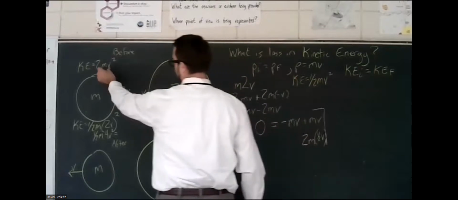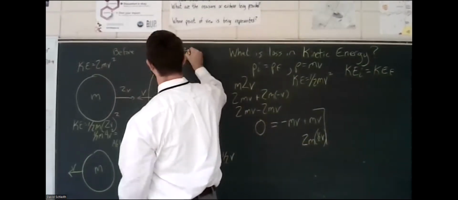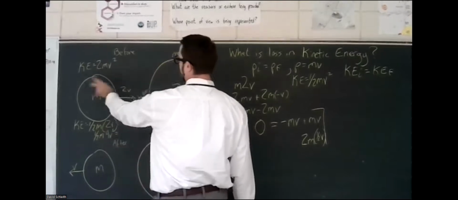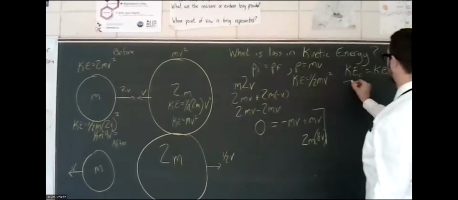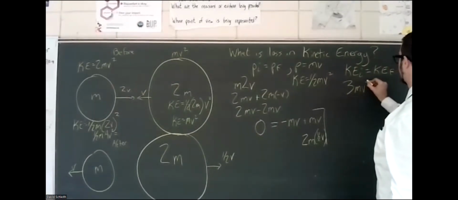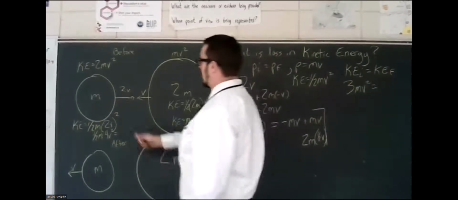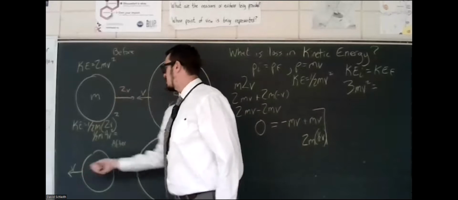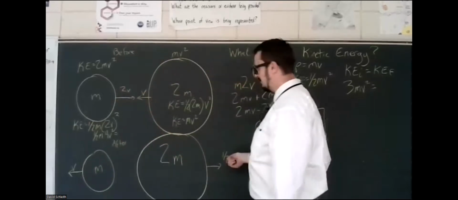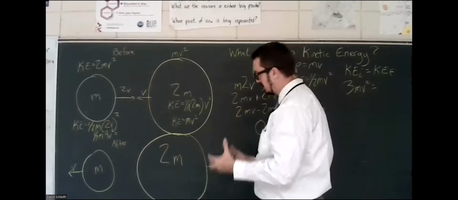So this thing had 2mv squared. This thing had an initial kinetic energy of mv squared. And so the total initial kinetic energy is 2mv squared plus 1mv squared, or 3mv squared. So that's the initial kinetic energy. Both objects have a decrease in velocity. So this thing goes from 2v to v. This thing goes from v to 1/2 v. In order to preserve momentum, those must be the correct velocities.